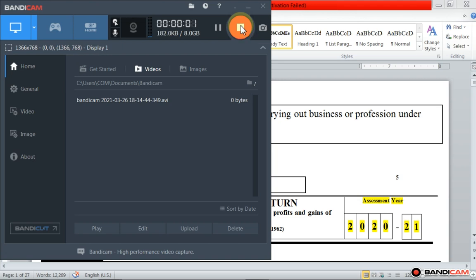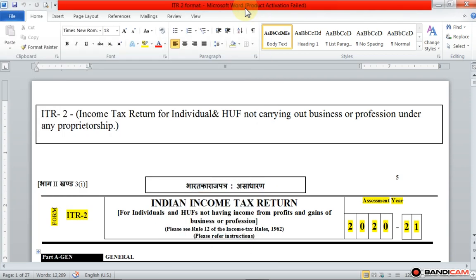Hello students, in our previous lecture we started to discuss ITR number 2, that is, income tax return form number 2. Income tax return form number 2 is applicable to individuals and HUF who do not carry out business or profession under any proprietorship. In our previous lecture we discussed Part A.